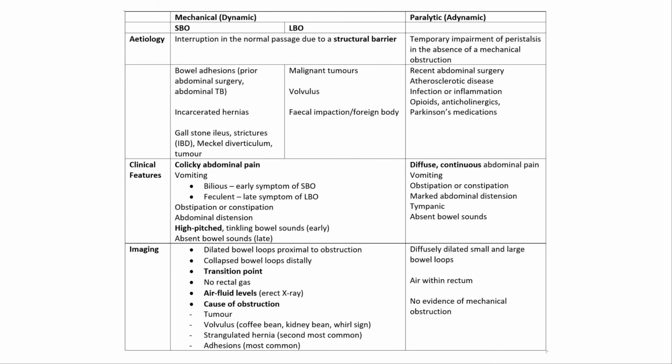On imaging, you'll see a transition point, which is where you go from the normal bowel to the obstruction, and then everything's collapsed distal to the obstruction. There won't be any gas in the rectum. There might be air fluid levels if you've taken an erect chest x-ray. And then you might see the cause of the obstruction. So you might see a big tumor, you might see coffee bean sign, or whirl sign is a good one to know on CT scan for volvulus. You might see a hernia, and you might be able to visualize adhesions on a CT scan.